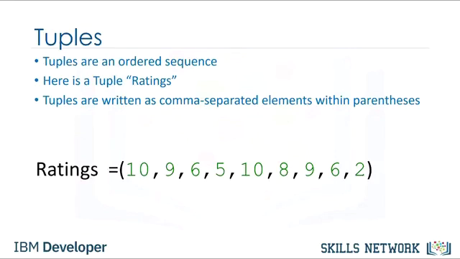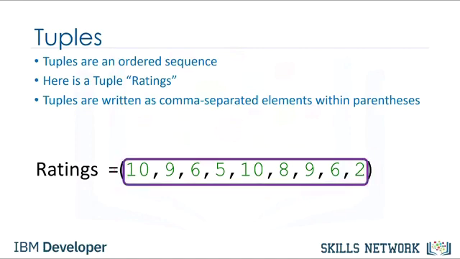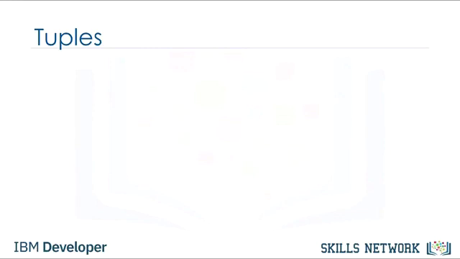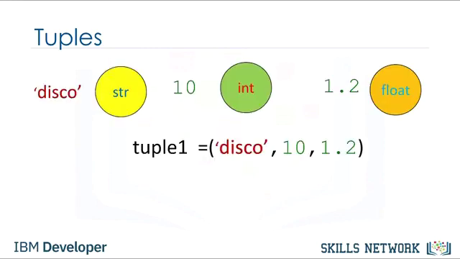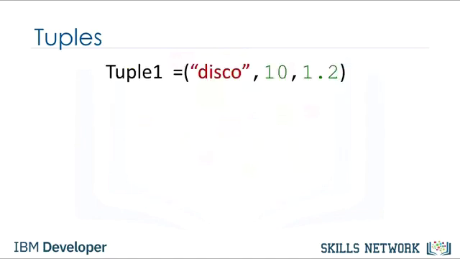Here is a tuple ratings. Tuples are expressed as comma-separated elements within parentheses. These are values inside the parentheses. In Python, there are different types: strings, integer, float. They can all be contained in a tuple, but the type of the variable is tuple. Each element of a tuple can be accessed via an index.